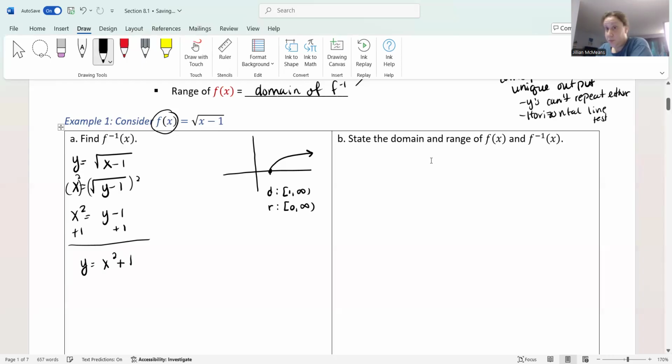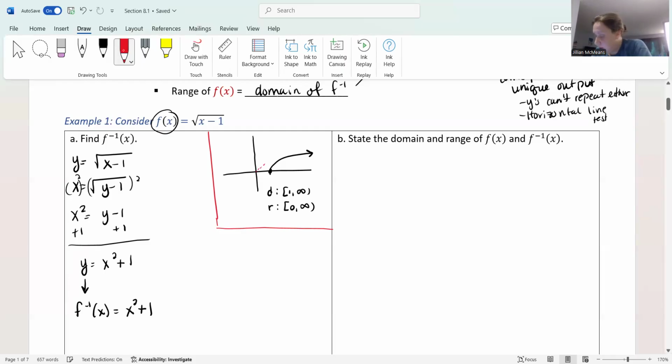And once you swap your x's and y's and then solve for y, you can replace y with f inverse of x. So let's think about that. Now, the next thing we have to talk about is the domain and range of f of x and f inverse of x. So I already kind of addressed the domain and range of f of x. So we have the graph of f of x right here. So we mentioned earlier that if you're dealing with a function and its inverse, they're basically just reflections about the line y equals x.